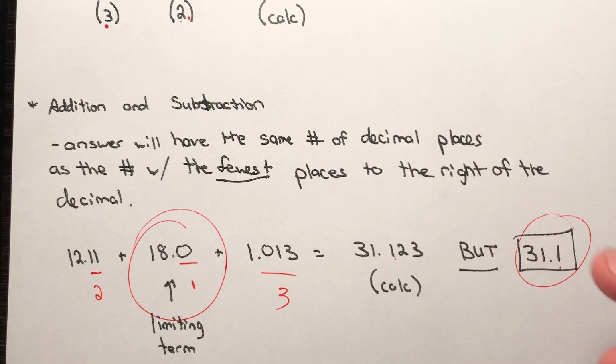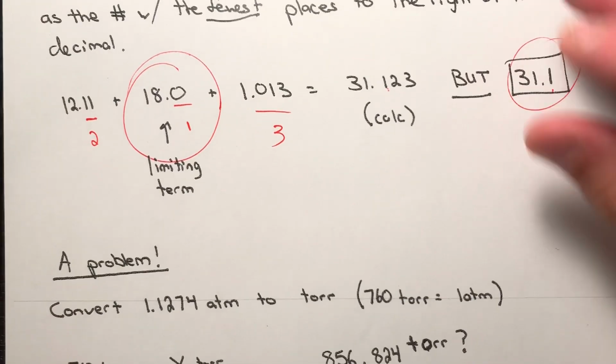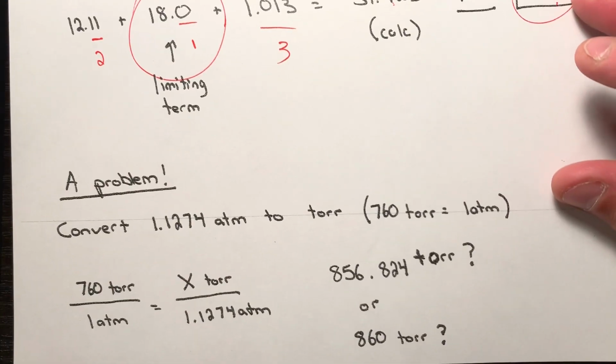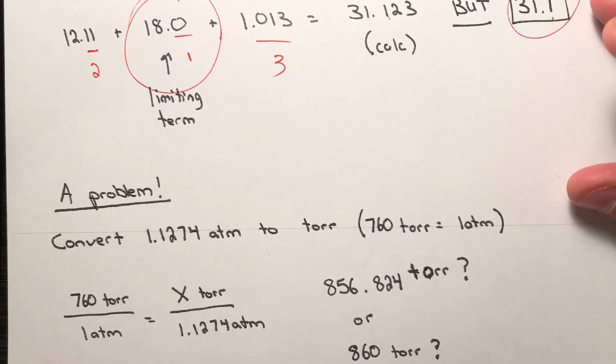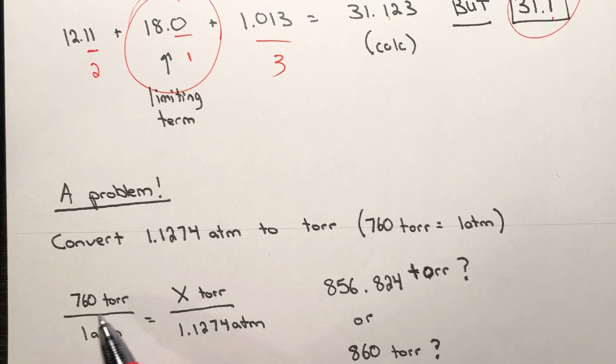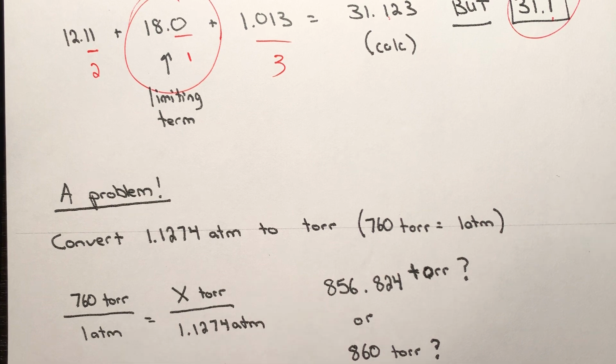Okay. So a quick question, just kind of reinforcing this. Let's say I'm asking you to convert, say, 1.1274 atmospheres, okay, a unit of pressure there, to torr. And I give you this conversion factor. And so the question is, what is this going to be in torr? All right, so I've set up a quick proportion. 760 torr is equivalent to 1 atmosphere. This equals some amount of torr we're trying to solve for. We can have the same units across our numerator, same units down in our denominator. I'm going to solve for this.